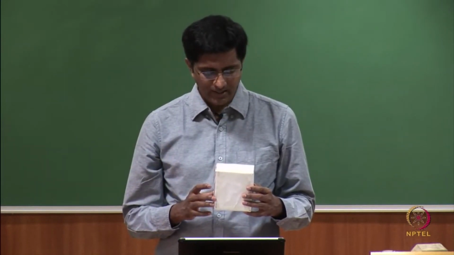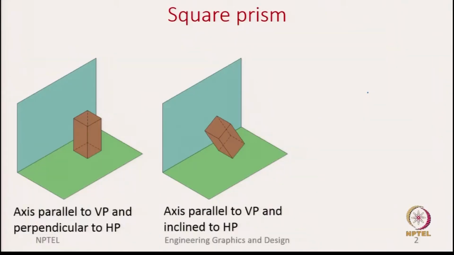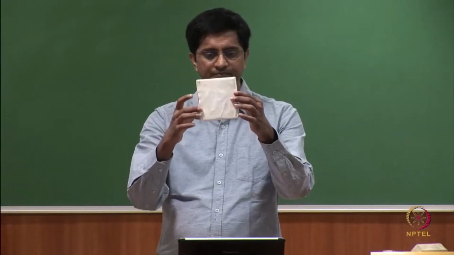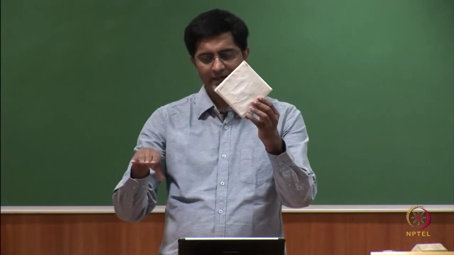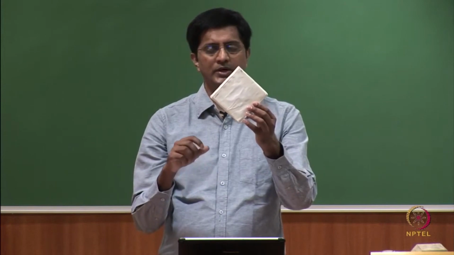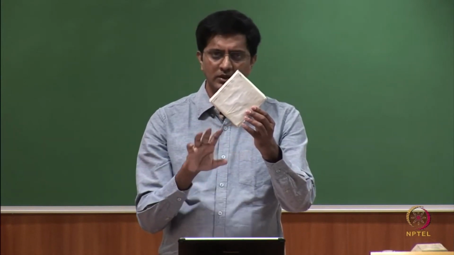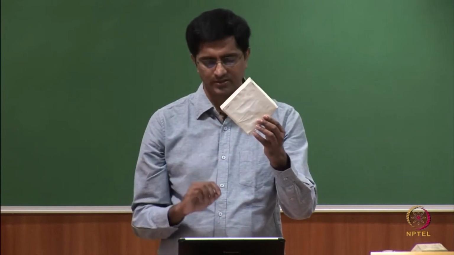But now let us say it is inclined to one of the planes. Here it says the axis is parallel to the vertical plane. Now, let us say I am tilting this. So, this axis will be at an angle to the horizontal plane. Okay. So, it is not as simple as the first orientation, but it is reasonably simple because it is only inclined to one of the planes.